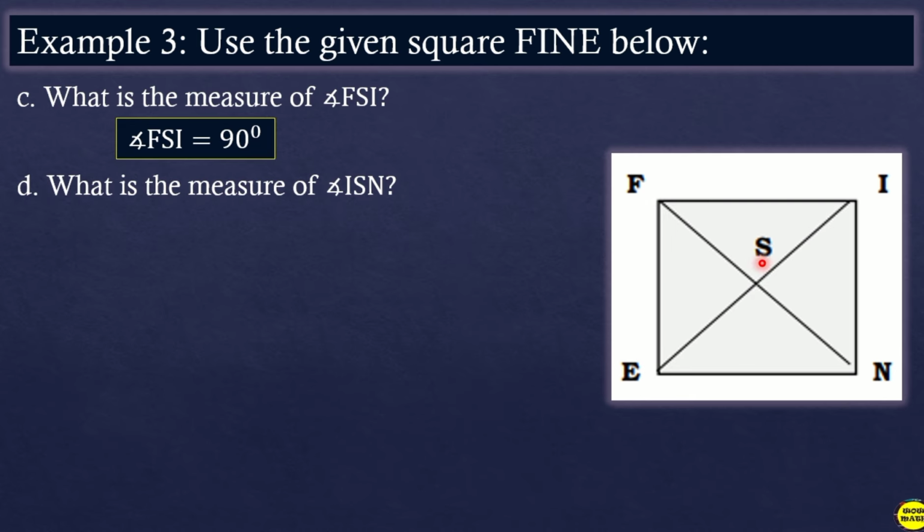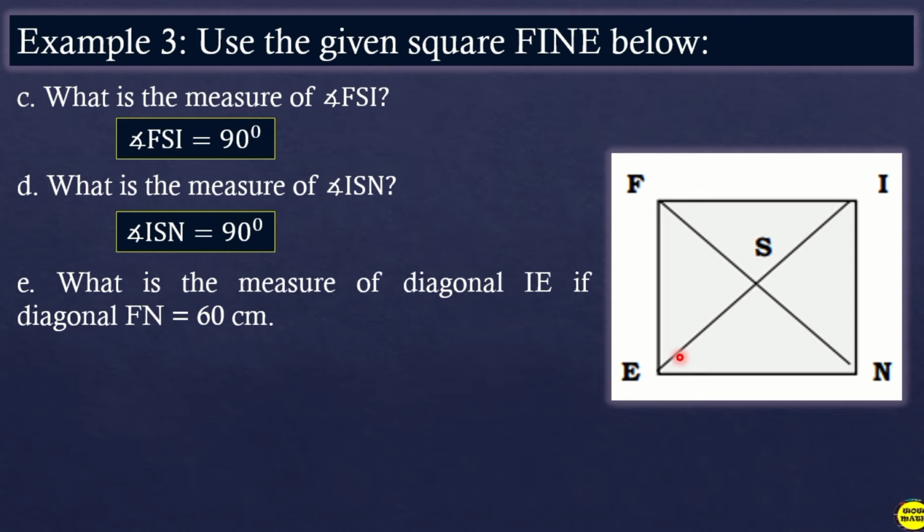How about the measure of IE? Okay, ito, ang diagonal IE kapag yung FN ay 60 cm. Yes, tama po kayo. 60 cm din. Kasi nga, they are congruent. Yung diagonals ng square are congruent. So, therefore, yung IE natin, yung diagonal IE natin ay 60 centimeters din.